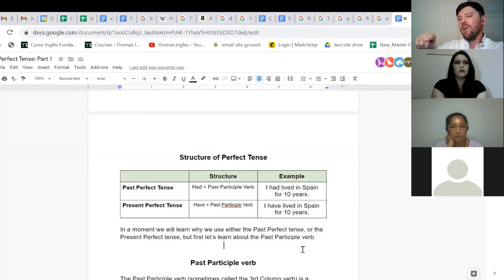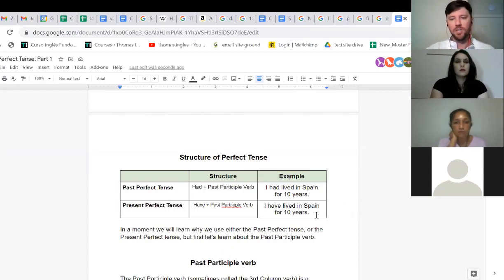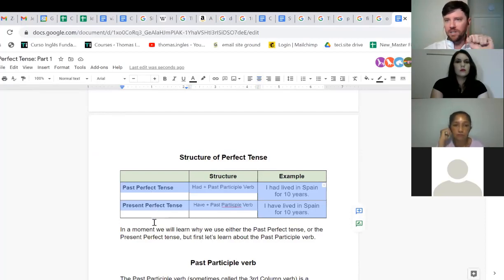Em um momento, primeiro vamos falar sobre o past participle e o que é o past participle. E aí vamos aprender sobre por que nós usamos o past perfect tense or o present perfect tense. Ok? Mas vamos falar sobre o past participle. Se você tem qualquer pergunta sobre a estrutura, deixa no... Ok, então a estruturação é sempre had lived. Se você está falando sobre o lugar onde você mora ou morou, isso. So, I had lived, for example, about me, I had lived in San Diego. I had lived in San Diego, California for 2 years.